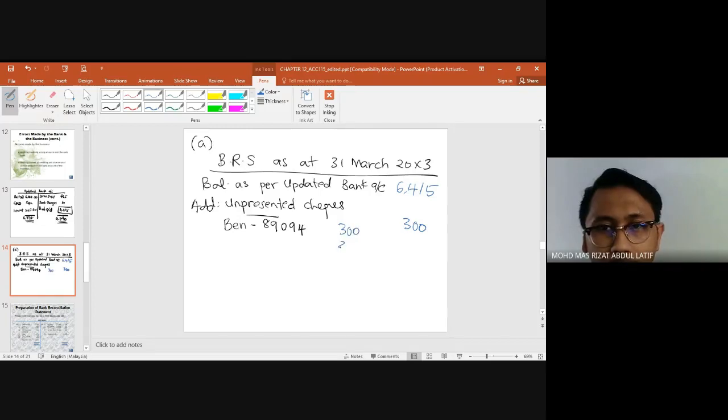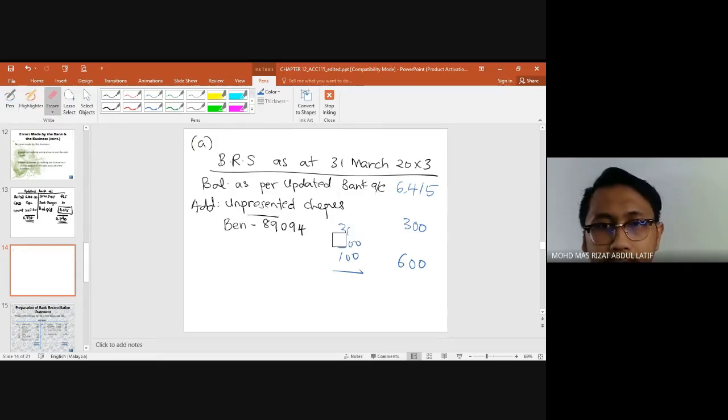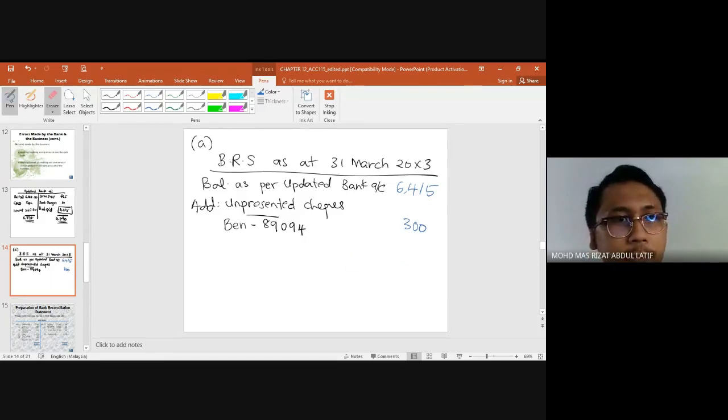Andai kata ada lebih daripada satu unpresented check, so you masuk dalam sikit lah. Contohnya ada 300, ada 200, ada 100. So totalkan dulu 3, 4, 5, 6 baru total besar dia bawa pergi sebelah kanan. Okay, tapi kalau satu item then tak payahlah. Kalau satu item just masuk terus ke hujung. Okay, dapat? Okay, tak ada dulu. Okay, next one.